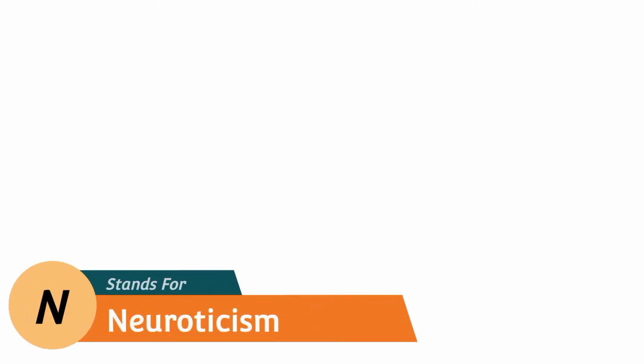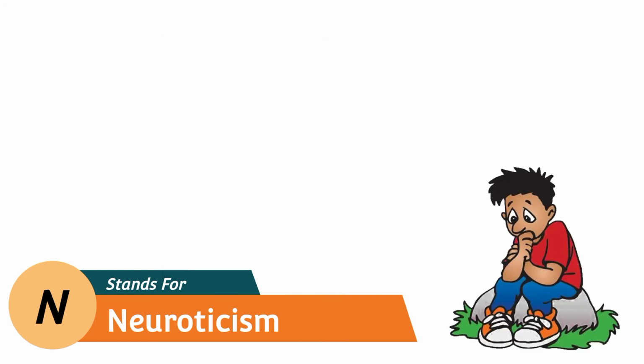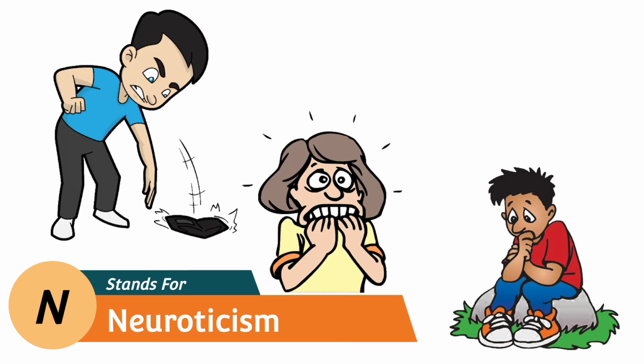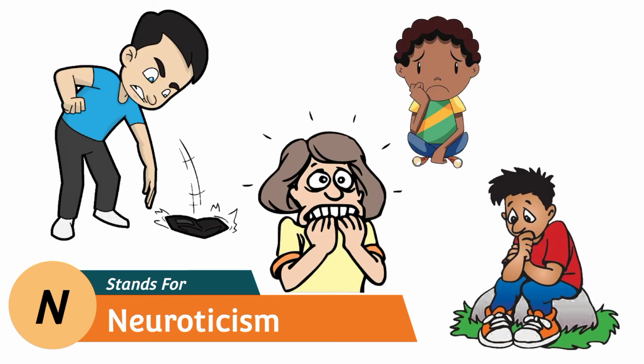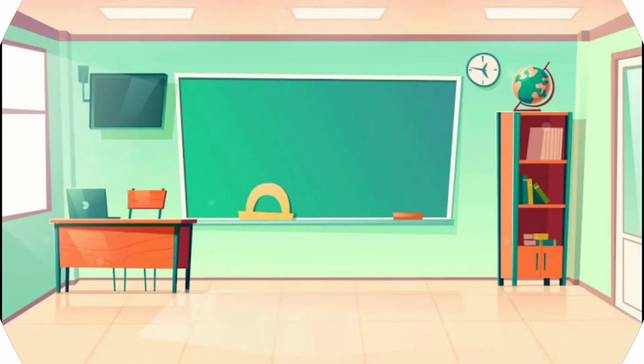N stands for neuroticism. Neuroticism is a trait characterized by sadness, moodiness, and emotional instability. Individuals who are high in this trait tend to experience mood swings, anxiety, irritability, and sadness. Those low in this trait tend to be more stable and emotionally resilient.